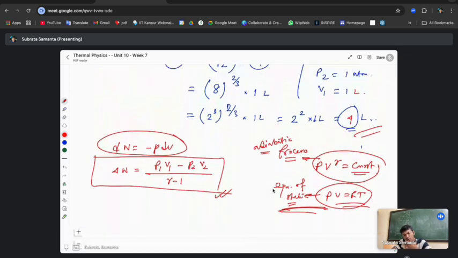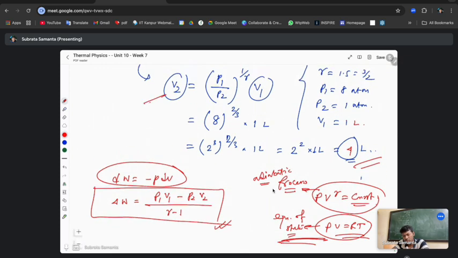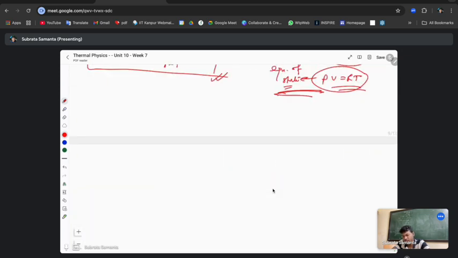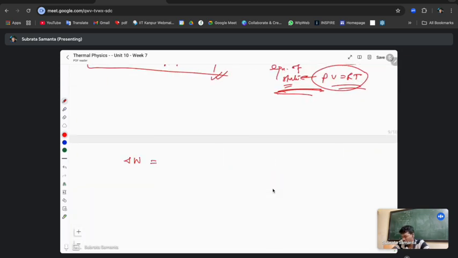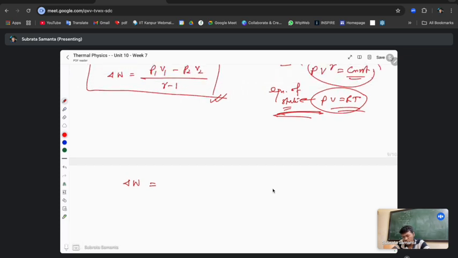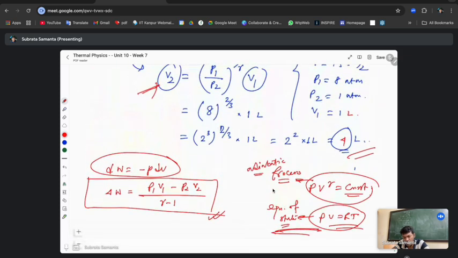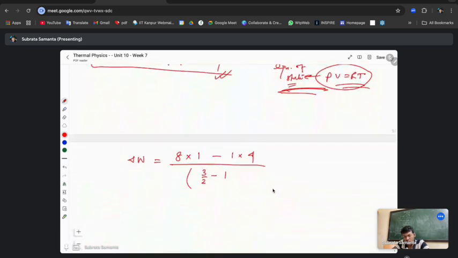So now we know P1 V1 and P2 V2, we just calculated V2. So just plug these values in and we calculate the delta W. So delta W is basically P1, which is 8 atm, times V1, which is 1 liter, minus P2, which is 1 atm, times V2, which is 4 liter, divided by gamma minus 1. So it's 3 by 2, yeah, 3 by 2 minus 1.